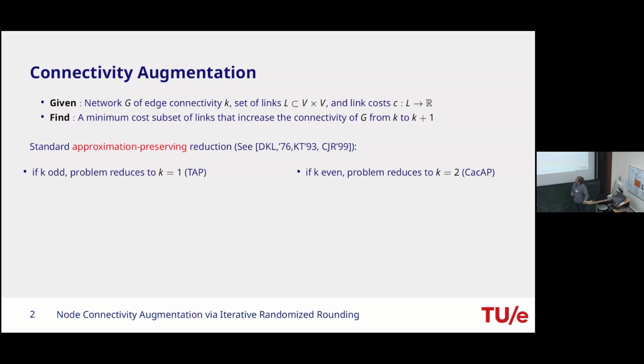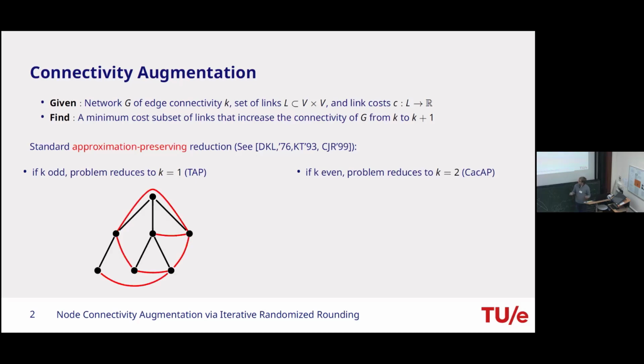As we've seen today, connectivity augmentation is the problem where you're given a graph G, a connectivity value K, and some links and associated link costs. You want to find the minimum cost subset of links increasing the connectivity from K to K plus 1. There's a standard approximation preserving reduction, bringing this down to only being worried about the cases where K is equal to 1 or 2.